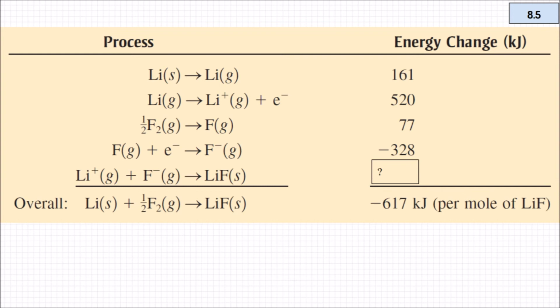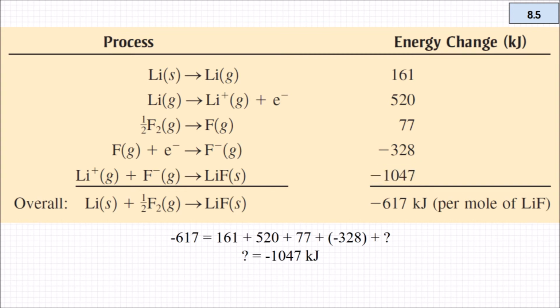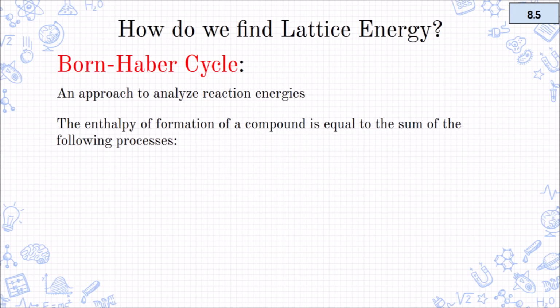The processes must sum to give the overall process, otherwise it is invalid. So, we set up our equation with the overall energy change on the left and the sum of the other energy changes along with the mysterious lattice energy on the right. And we solve for the lattice energy, which turns out to be negative 1047 kilojoules per mole. Bam! Okay, so back to the Born-Haber cycle.